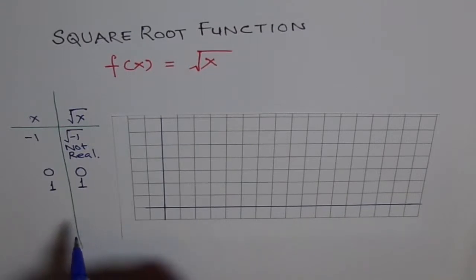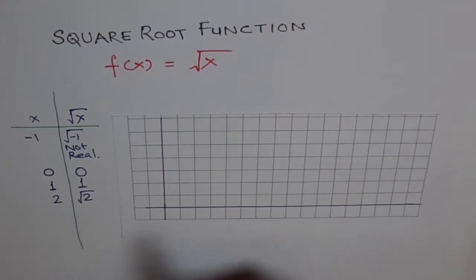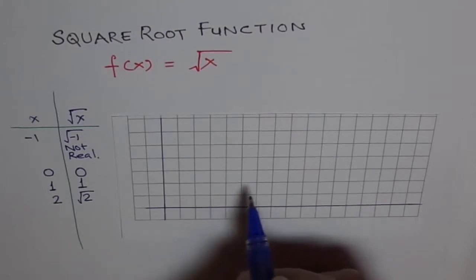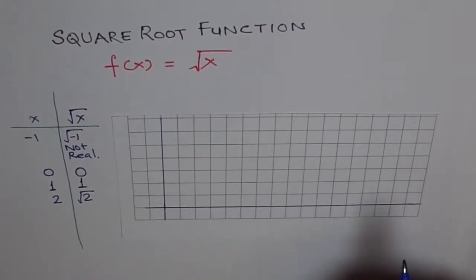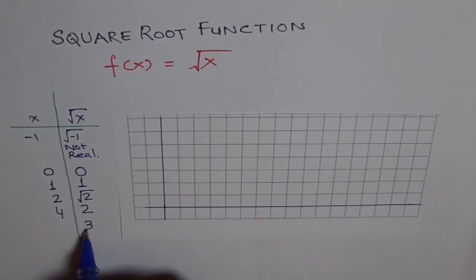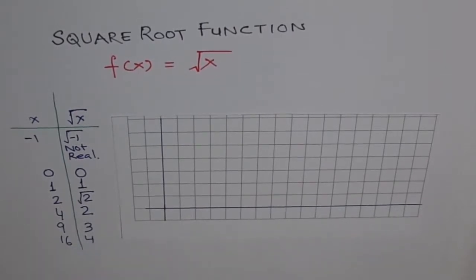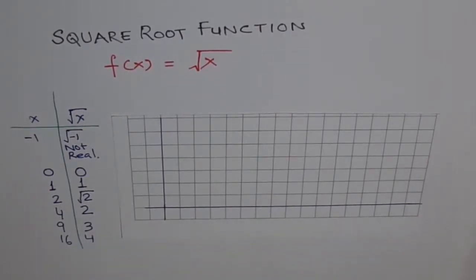How about 2? If we write 2, we get square root 2, right? Square root 2 is not a whole number. It's a decimal number, and it's very difficult to plot decimal numbers on your graph. So let's avoid such numbers. Square root 3 is also a decimal number. We can take 4, correct? Square root of 4 is 2. Or we can go from this side. How about the square of 3? The square of 3 is 9 and square of 4 is 16. So these are good points to take when we talk about square root function.